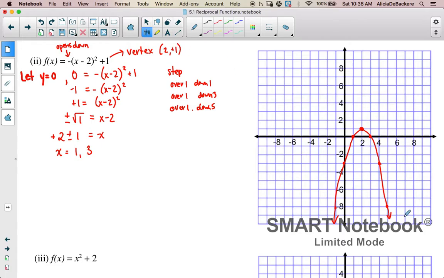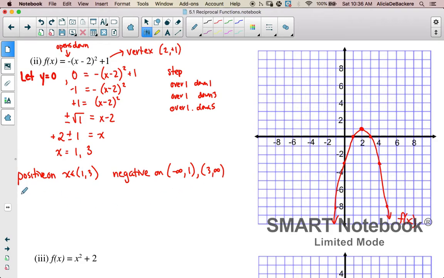All right, there is f of x. So now we're going to worry about the rest of the questions they asked me about, the positive and the negative intervals. I can see that this graph is positive, or above the x-axis, between 1 and 3. And it's negative from negative infinity to 1 and from 3 to infinity.